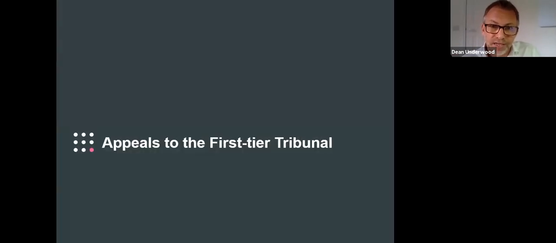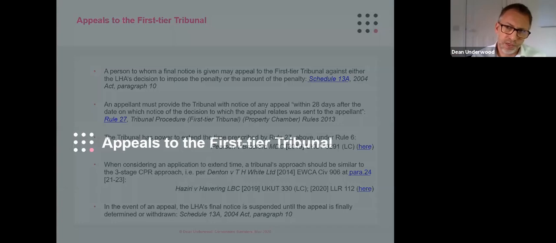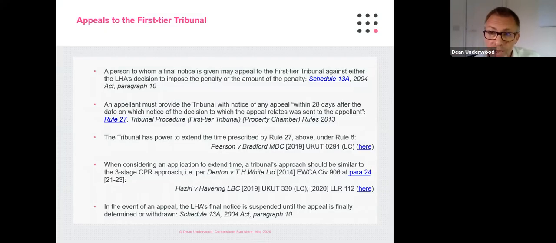Well, that takes us rather swiftly through the statutory regime, and I hope provides you with a useful overview of financial penalties and the power to impose them. What about the right to appeal to the First-tier Tribunal? Well, as you will have picked up, no doubt so far, a person to whom a financial penalty is given has a right to appeal to the First-tier Tribunal against either the local housing authority's decision to impose a penalty or the amount of that penalty. And they are not, to my mind, mutually exclusive. It is entirely possible for an appellant to appeal against both the decision to impose the penalty and, in the alternative, the amount of it.